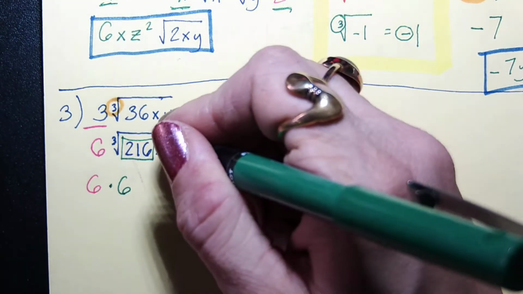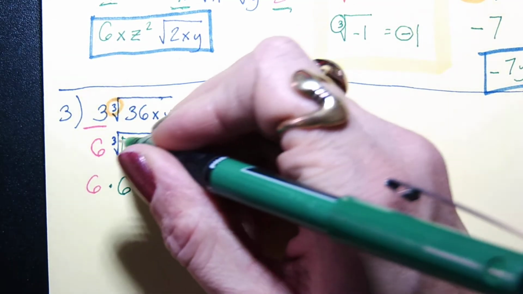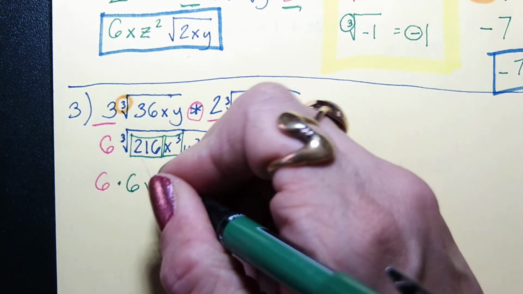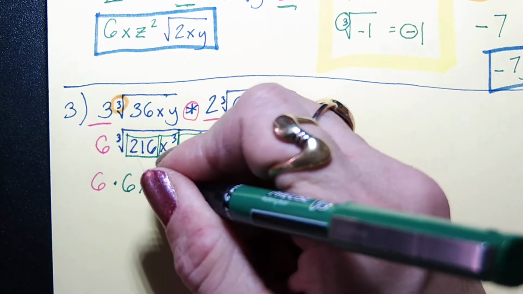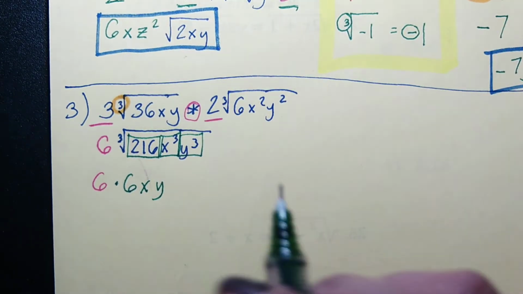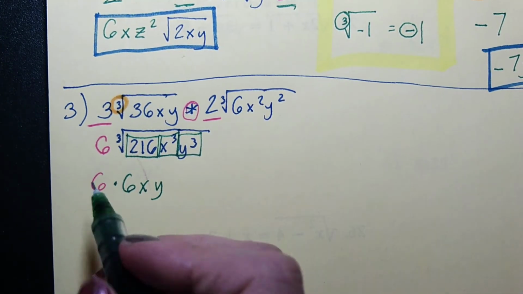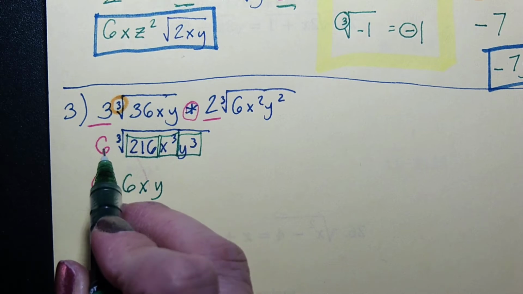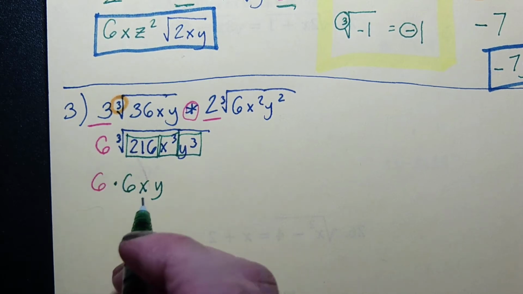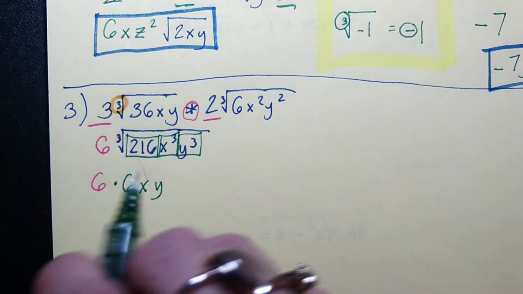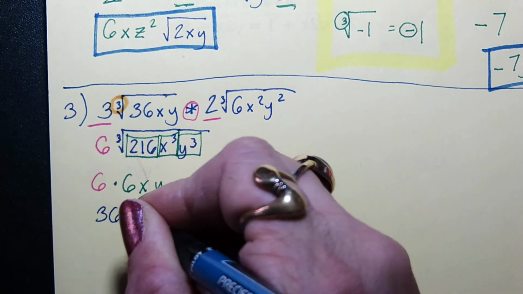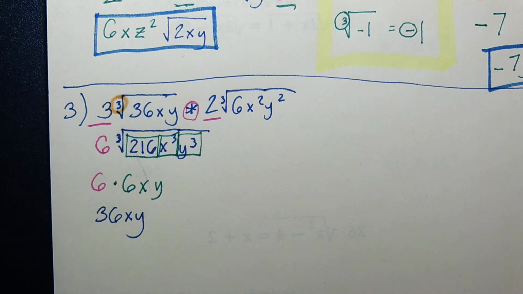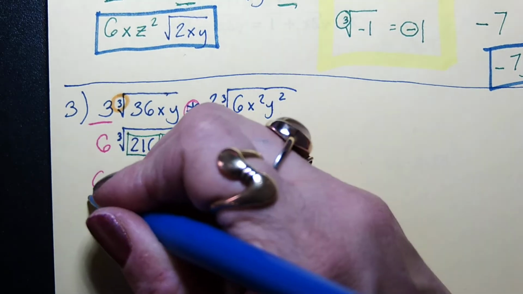Then I've got x cubed. Power divided by index gives me an x on the outside. Power divided by index for the y's gives me a y on the outside. So what operation is joining that coefficient of 6 and the stuff coming out of the radical? All multiplication. So my final answer would just be 36xy. So we multiply, then simplify.